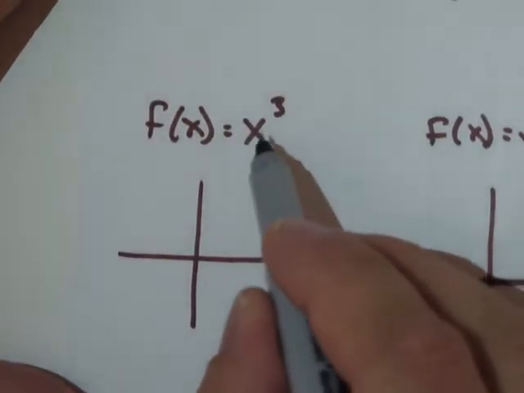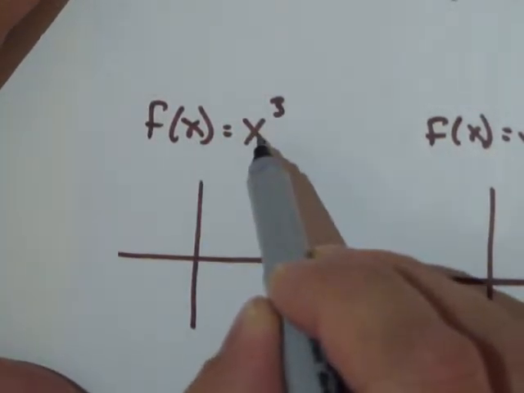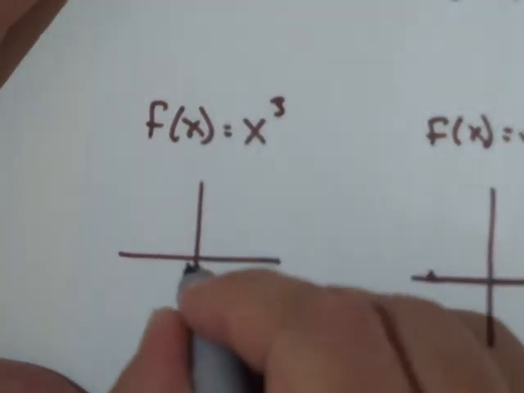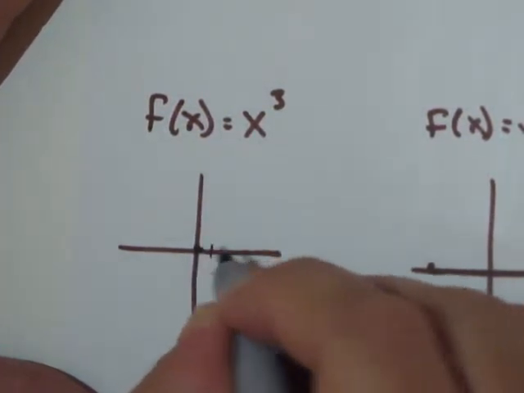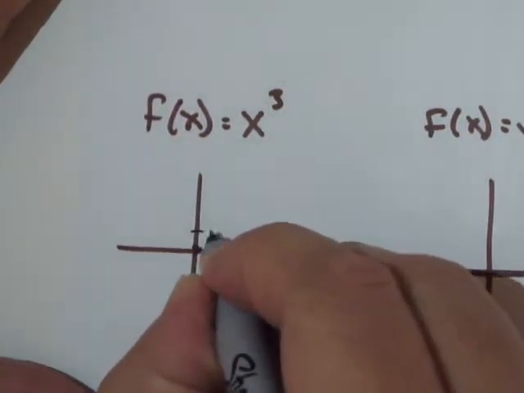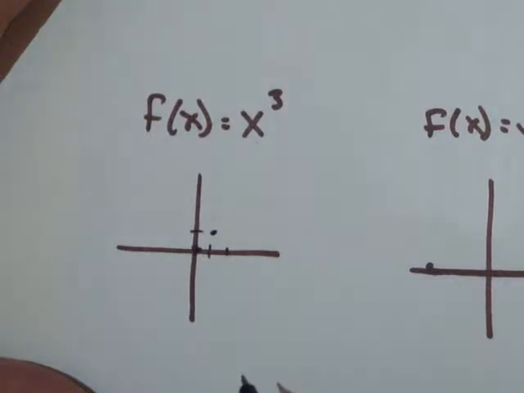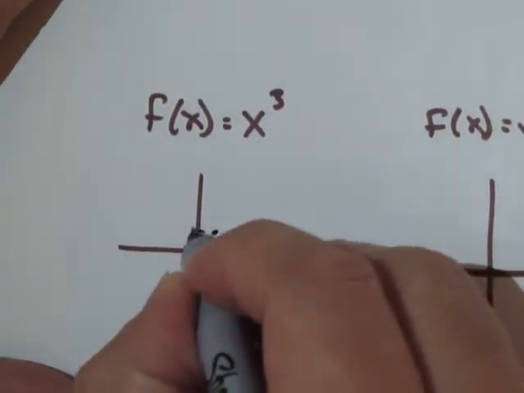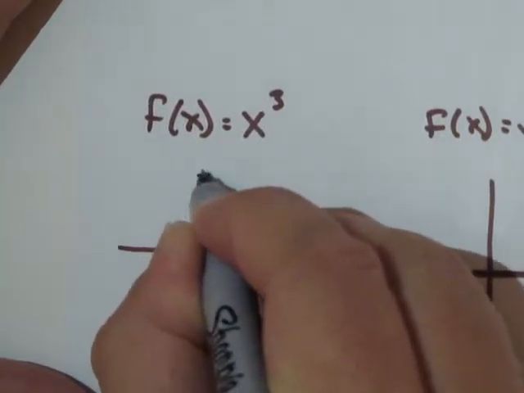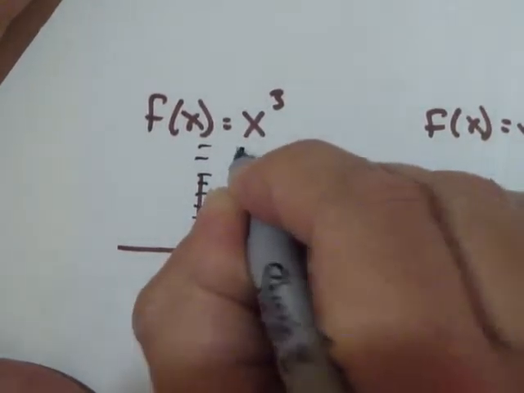x cubed: the number that goes in, the number that comes out is that number cubed. So if it was 0, it'd be 0 times 0 times 0, which is 0. If a 1 went in, it'd be 1 times 1 times 1, which is 1. If a 2 goes in, it'd be 2 times 2 times 2, which is 8, way up here.